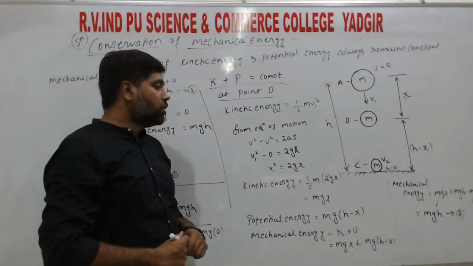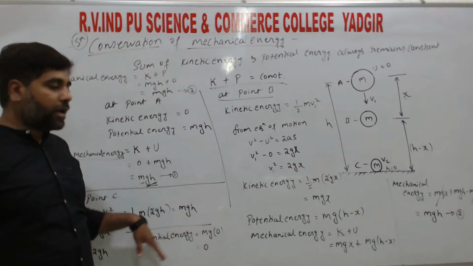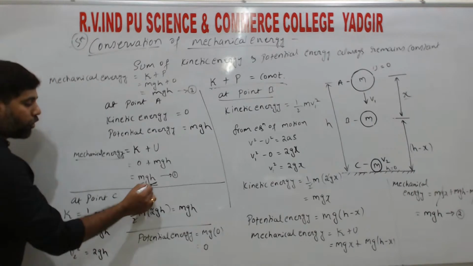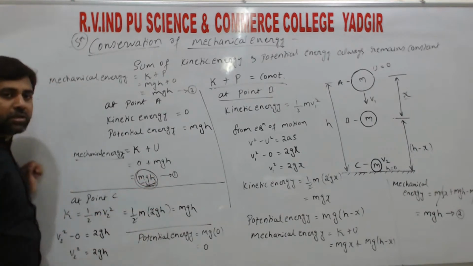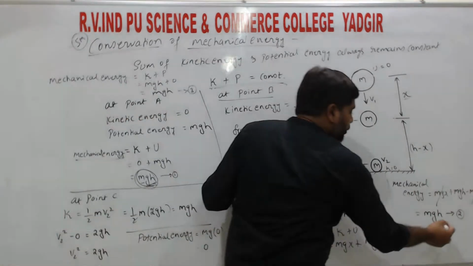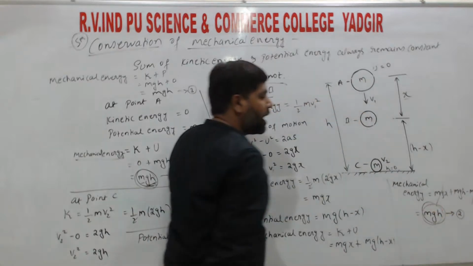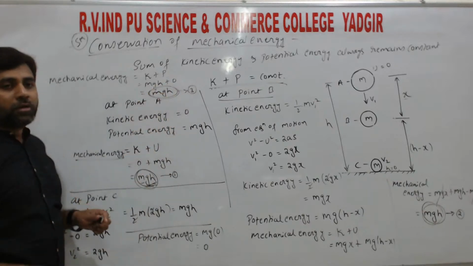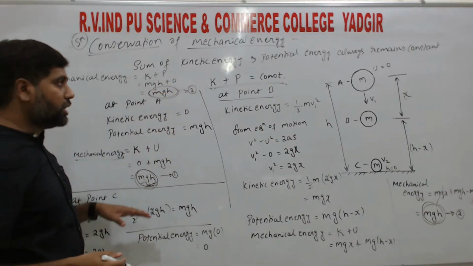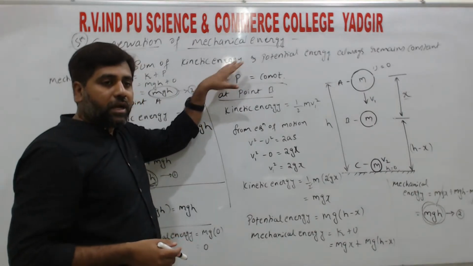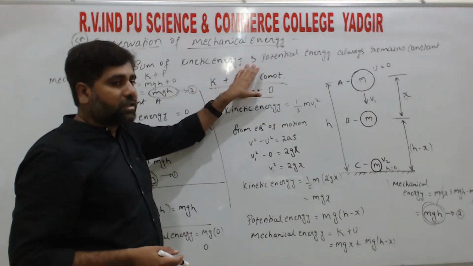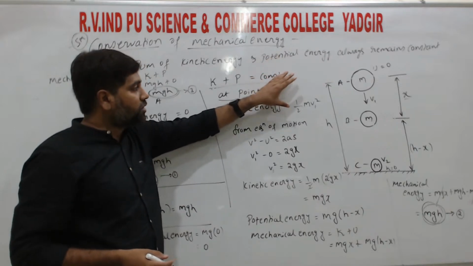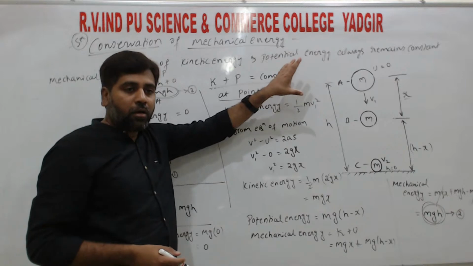Right. So now observe or compare the mechanical energy at each point. Mechanical energy at point A is mgh. Mechanical energy at point B is mgh, and the mechanical energy at point C is mgh. So from this we can conclude that the sum of kinetic energy and potential energy always remains constant. So this is in the case of a freely falling body.